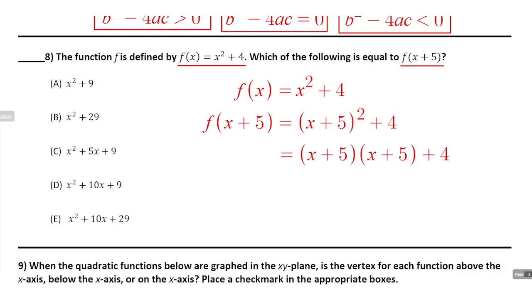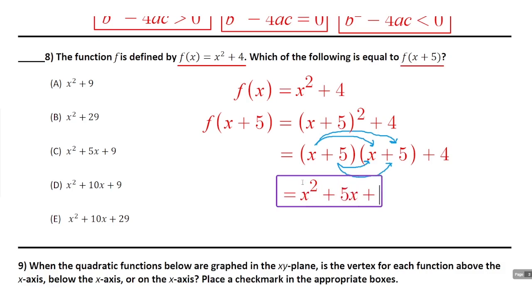So distributing this means we're going to multiply x by x to get x squared. We're going to multiply x by 5 to get 5x. And then we'll do that again with the 5. So 5 times x will give us another 5x, and then 5 times 5 is going to be 25. So that'll be x squared, remember the x times x, plus 5x, plus 25, and then we have this plus 4 just kind of hanging out at the end here.